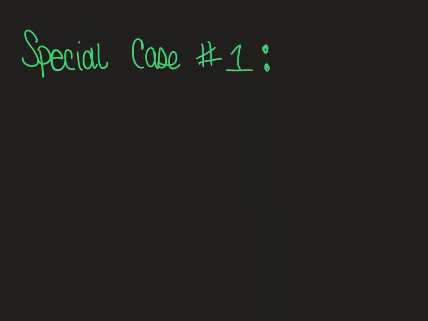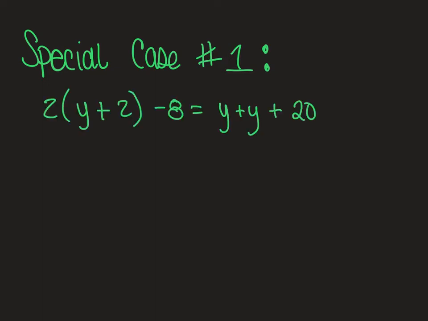All right, when we do all that, there's going to be a couple of special situations, special cases, where we're going to get down to the very end and it's going to be weird. And we're going to say, wow, I don't know what to do. What does this mean? So let's look at special case number 1. All right, so do I have any distributive property? I'm going to do that first. Yes, I do. Distribute, and I get 2y plus 4.